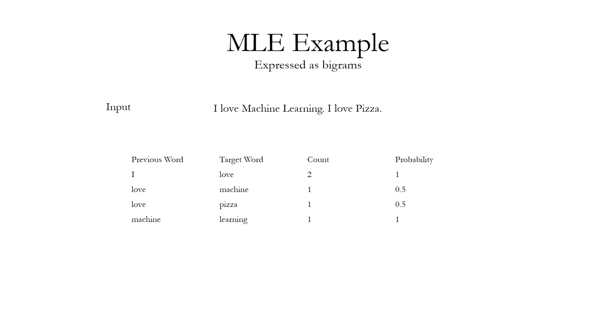Love, the previous word is I, the count is 2, because we've got I love machine learning, I love pizza, and the probability is 1. Love machine learning, 0.5. Love pizza, 0.5. And machine learning, 1.